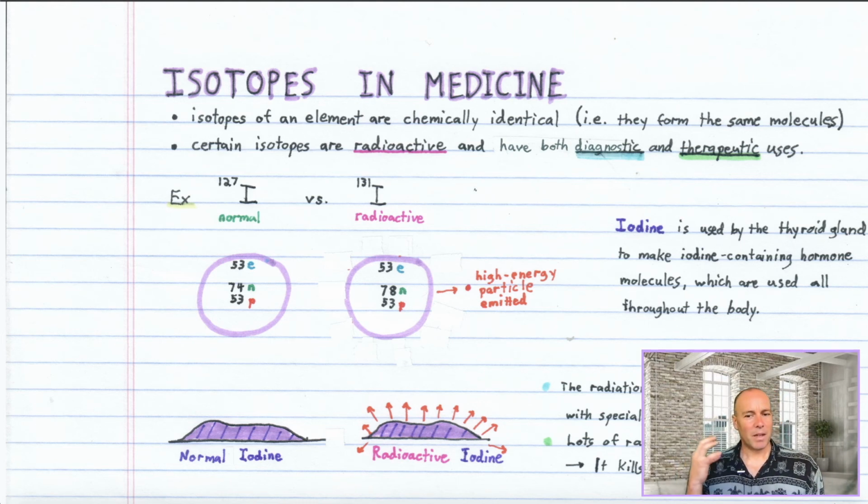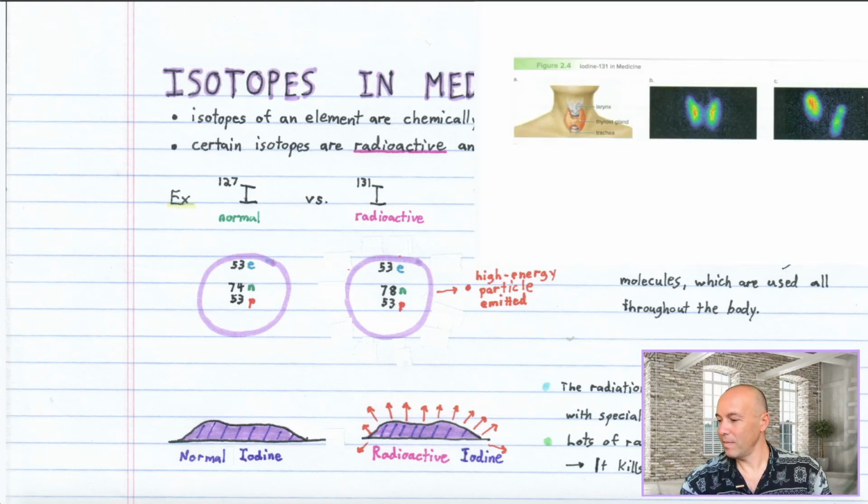And then if you have a camera sitting off to the side, which is able to detect these radioactive particles, you can take a picture of the thyroid that's under the skin. So basically, the radioactive iodine has saturated the entire thyroid, and you can take these nice images, and I'll show you a picture of a thyroid scan. So here's figure 2.4 in your textbook.